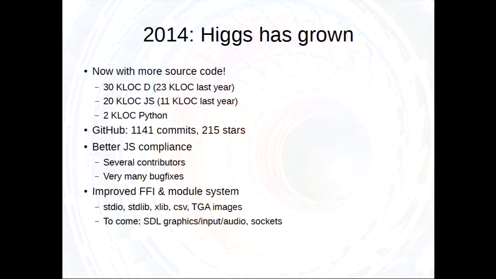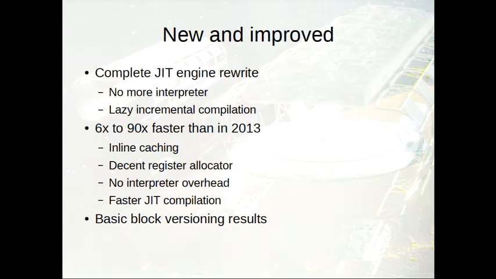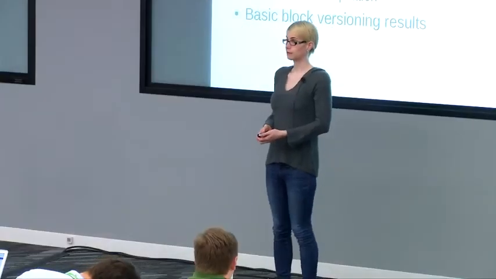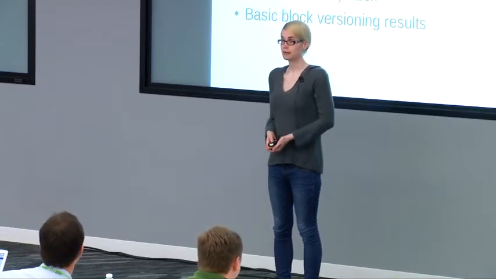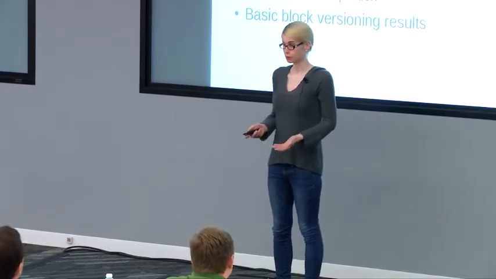But most importantly for my research, I have completely rewritten the JIT compilation engine for Higgs. There is no more interpreter, and I've incorporated a new architecture in there, which I call lazy incremental compilation, which I'm going to tell you more about later in this presentation. Higgs is now about 6 to 90 times faster on the benchmarks than it was last year. In part, this is because I've added some optimizations like inline caching. I now have a decent register allocator in there. There's no more interpreter overhead, and the JIT compiler itself is faster, generates machine code faster than it did before. And this year, I can also show you some results for basic block versioning. Last year I introduced the idea, but I didn't really have any numbers to back it up. But now I do.